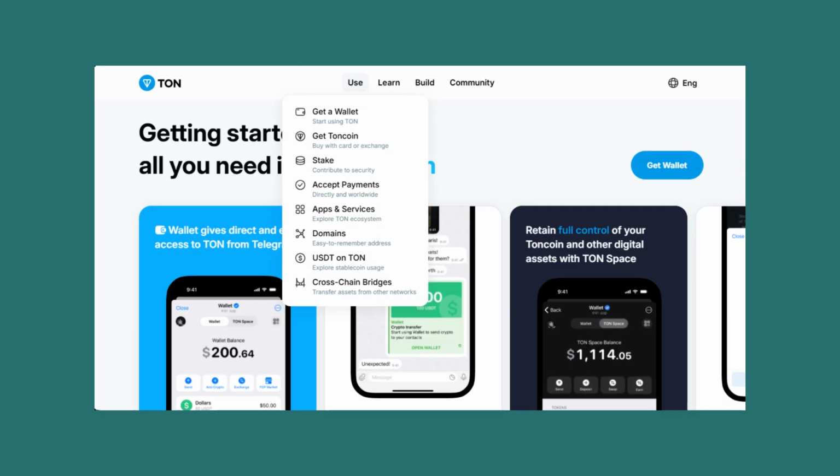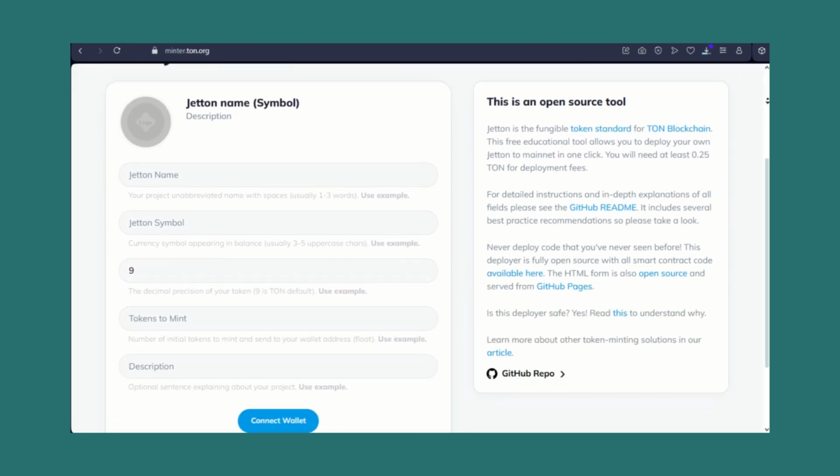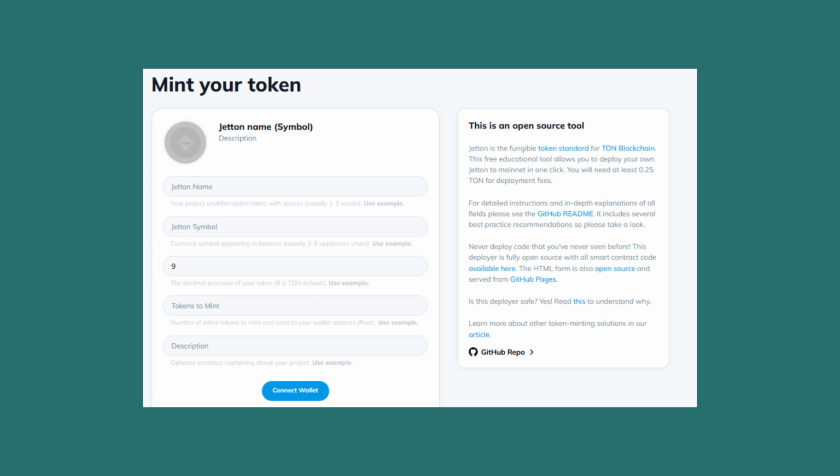Then when you have that sorted out, you'll need to create your meme coin. First, go to a token minting website on the Ton blockchain. This could be minter.ton.org, and this link will be in the description below. When you get there, you can connect your Ton wallet to Ton Minter.